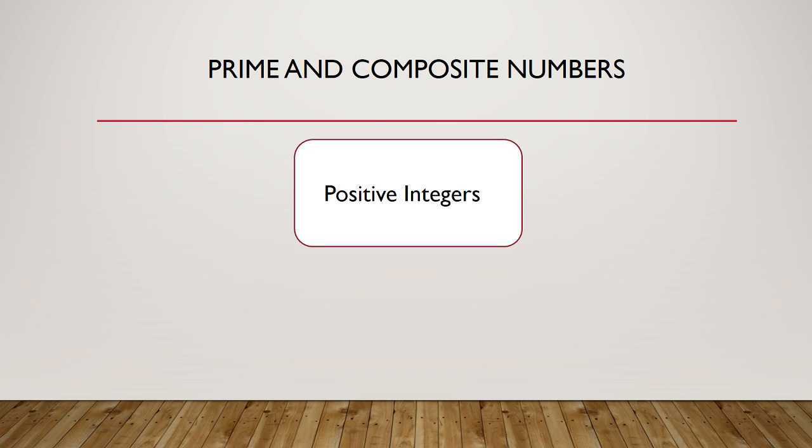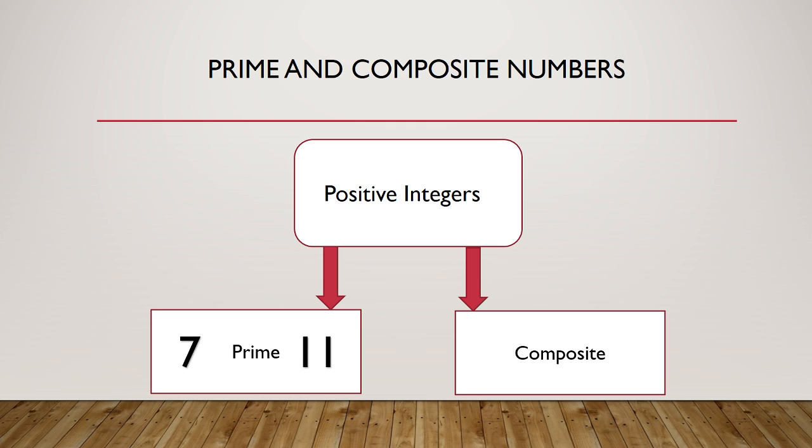Moving on to section 4.3. There are two types of positive integers: one is prime numbers and one is composite. 7 and 11 are both prime because they only divide themselves and 1. Composite numbers like 4 and 12 divide multiple things into them, but they all have a base of primes.